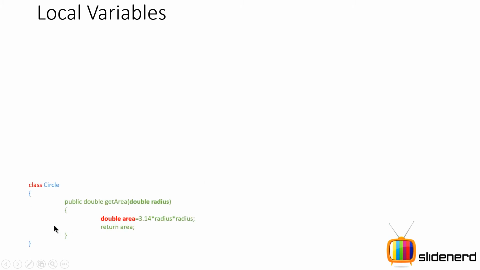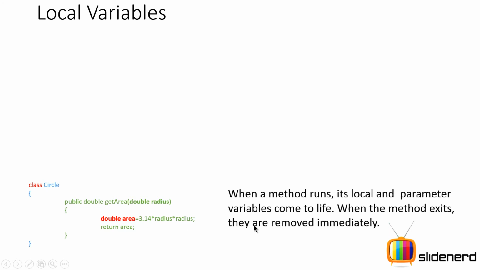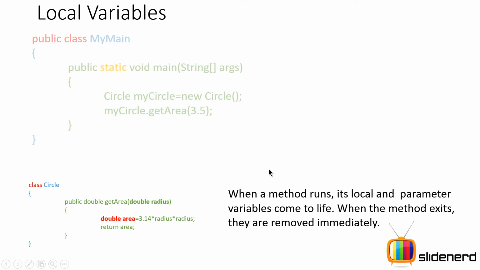Again, let's take a simple example to understand. A class Circle with a getArea method. Double radius is my parameter variable, and double area here is my local variable. When a method runs, its local and parameter variables come to life. When the method exits, they die. That's as simple as that.